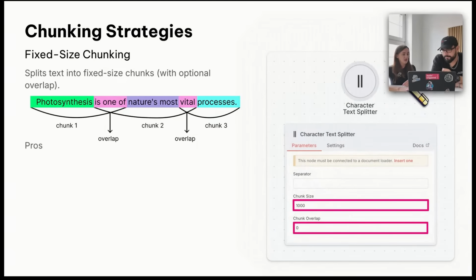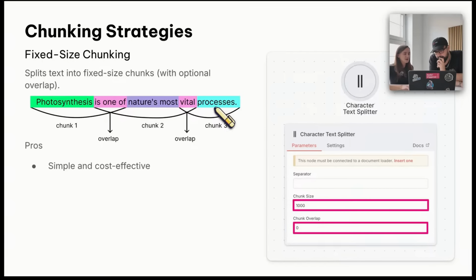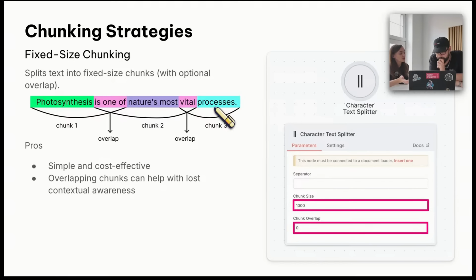Yeah. And over here on the right, this is how you do it in n8n. Basically, you see this character text splitter node, and here you can determine the chunk size and the chunk overlap. Looks pretty simple. Makes sense. I've done this before in one of my other videos, and I found the process very simple and straightforward, even with the way n8n has it laid out. The nice thing about fixed size chunking is that it's super easy. Yeah, it's simple and cost effective. The overlapping can help with lost contextual awareness, but the cons, and honestly, I wouldn't recommend using this as a final chunking strategy. Okay, yeah.